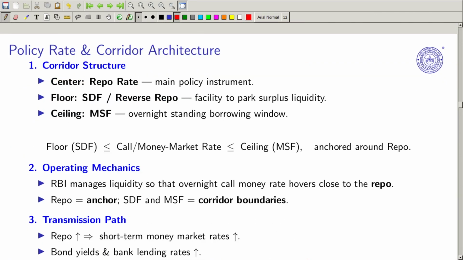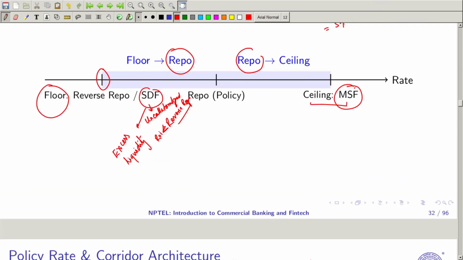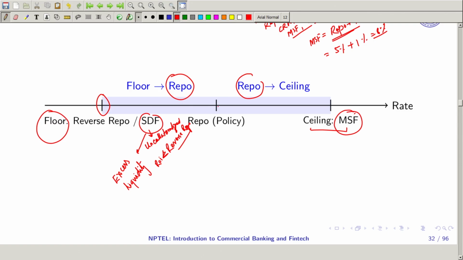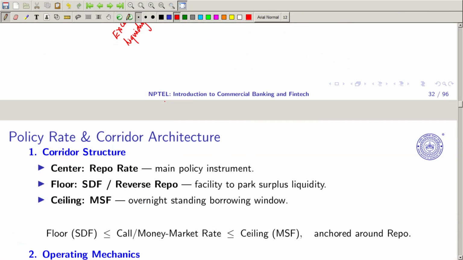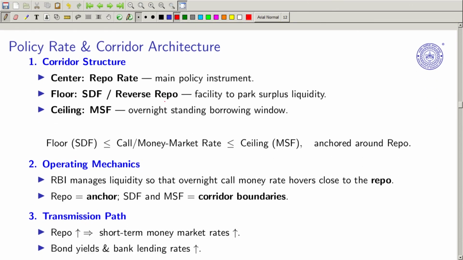Now, the second aspect is that at the center we have the repo rate. Repo is the policy rate, and on this side we are going towards the floor and on this side we are going towards the ceiling. So, here we have the policy rate.